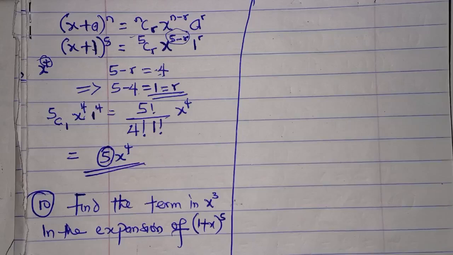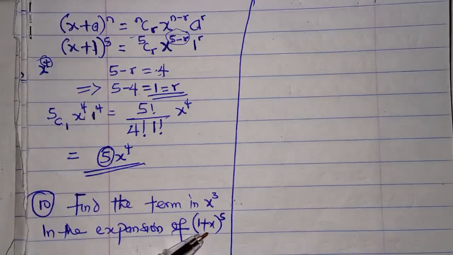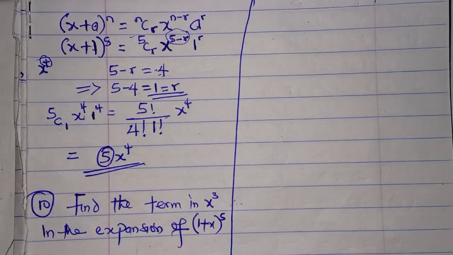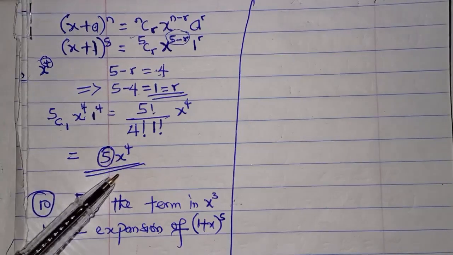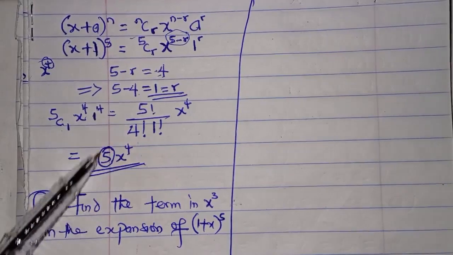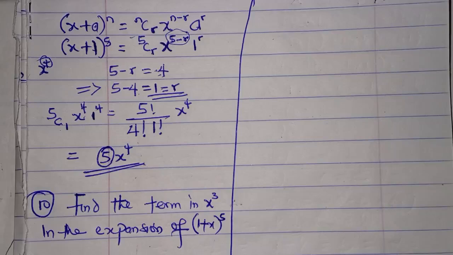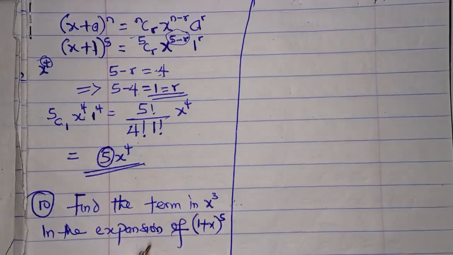In this question 10, we have to find the term in x cubed in the expansion of 1 plus x to the power of 5. It is the same binomial that we used in question 9. That's what we're also dealing with here. The term in x raised to the power of 4 in the expansion of 1 plus x to the power of 5 is 5x raised to the power of 4. This is a term that contains x raised to the power of 4. So we are looking for the term that contains x raised to the power of 3 here.